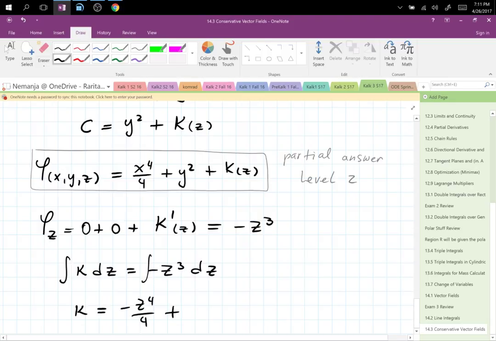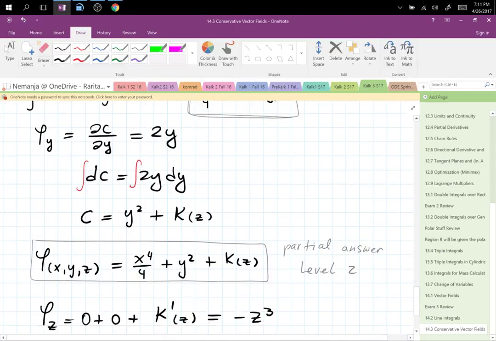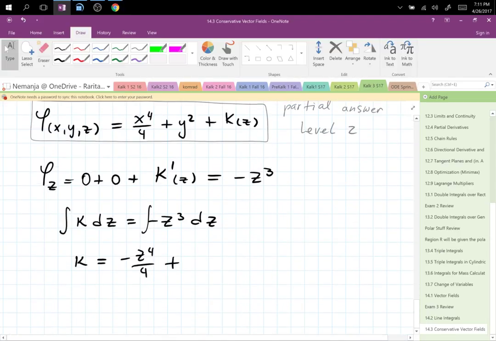Excuse me? The negative z cubed was already in the vector field, right? Yeah, that's what we started with. Okay. Right here. I just forgot. I thought that was a 2. Well, I crossed my z's for that reason. I mean a square instead of a cube. So z to the 4 over 4, plus some number.